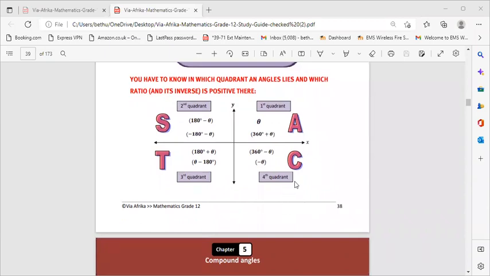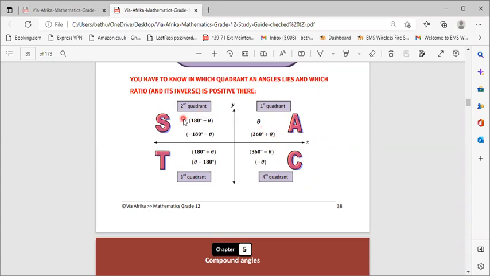Now, it is equally important for you to know which quadrant an angle lies in and which ratio is positive then. So in the first quadrant, we know that all trigonometric ratios are positive here, right? And then the angles belonging in first quadrant is theta, and then also 360 degrees plus theta.